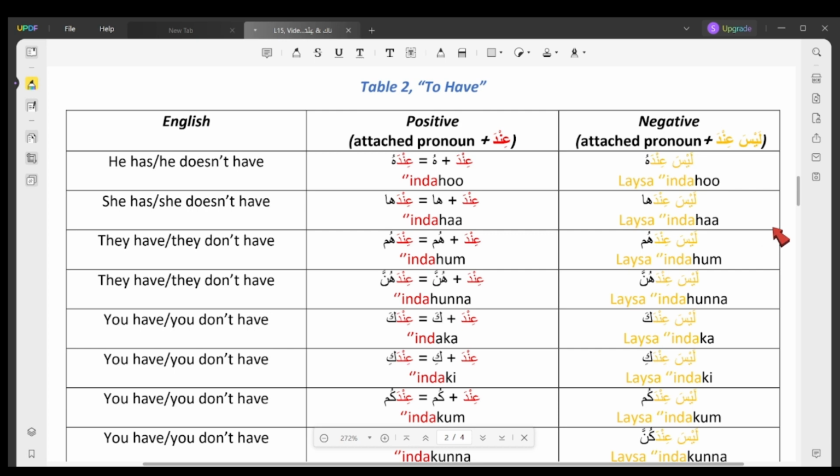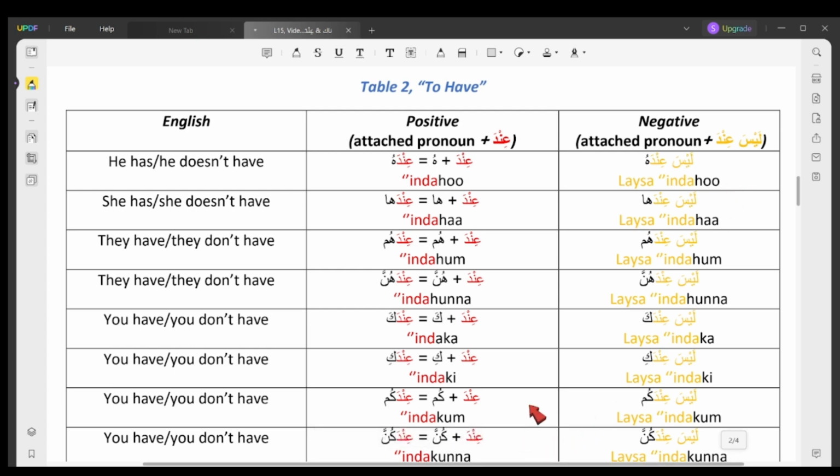Now let's see how we can say he doesn't have. ليس عنده. So again, in order to negate عند, we just put ليس before it and we have the negation. We have عند, which means to have, and ليس عند, which means not to have.